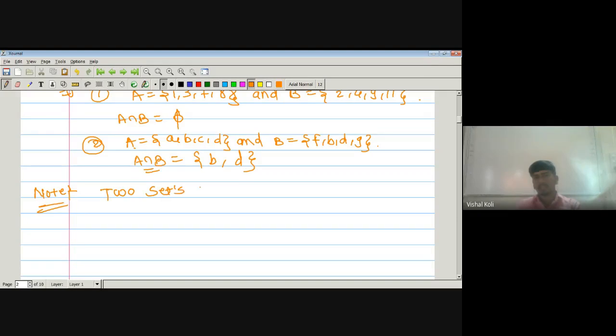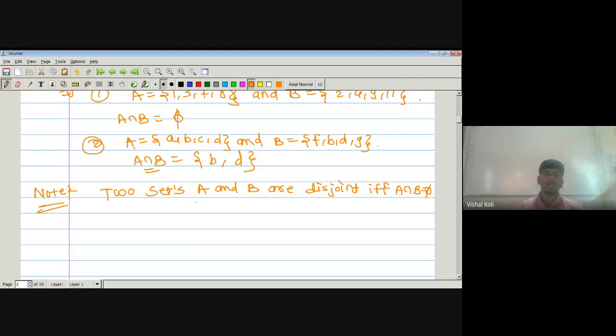Sets A and B are disjoint if and only if A intersection B is equal to phi. A intersection B equal to phi means there is no common element belonging to these two sets. So if there is no common element belonging to these two sets, then by the definition of disjoint sets, the corresponding sets are disjoint sets.